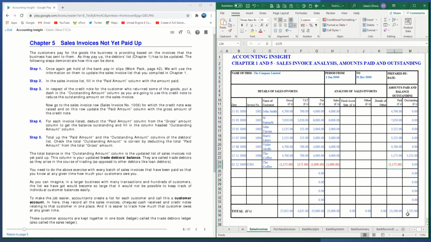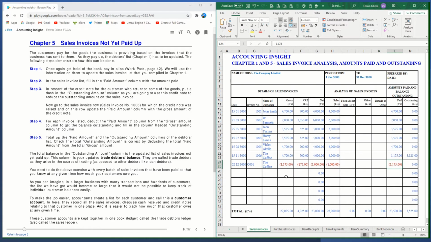So this balance here is called our trade debtors balance. They're called trade debtors because they are the customers with whom we're doing the actual business trade, as opposed to if, say, we lent some money to one of the directors, that would be a director's loan debtor or a director's loan account.